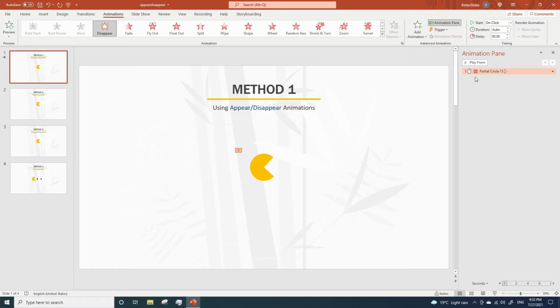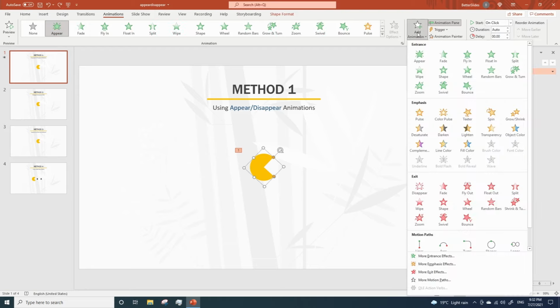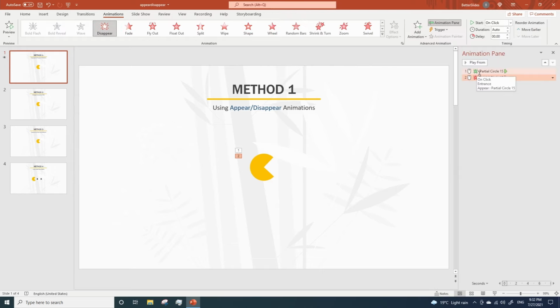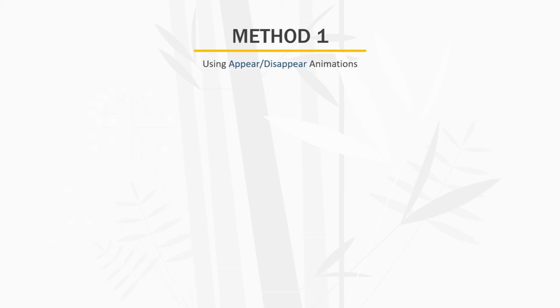So what to do? Well, if I want to assign more than one animation to the same object, I will use the Add Animation button. Let me hit Ctrl Z first. And now we're gonna click on our shape. Add Animation, Disappear. Now, as you can see, both animations have been assigned to the same object. So now if I open the presentation and click once, Pac-Man shows up. One more click and Pac-Man is gone.